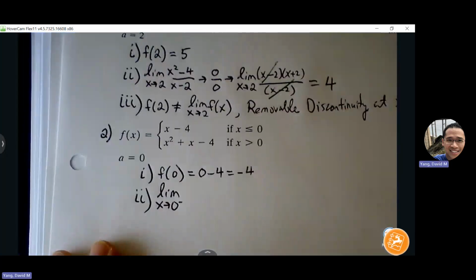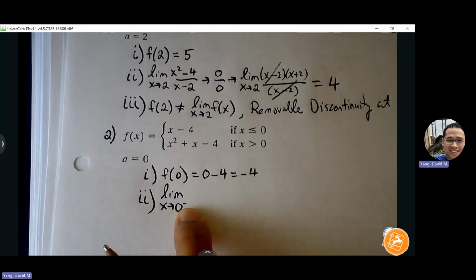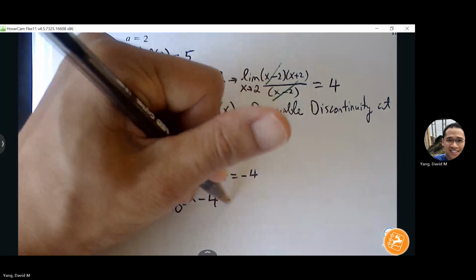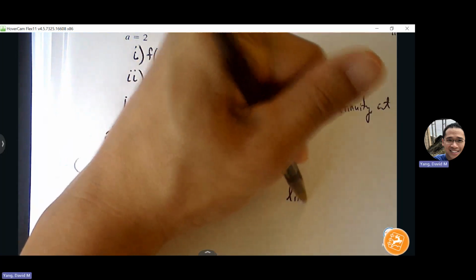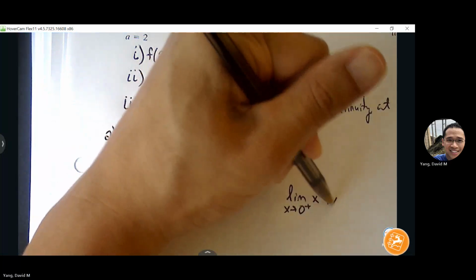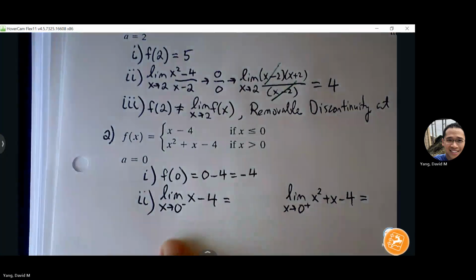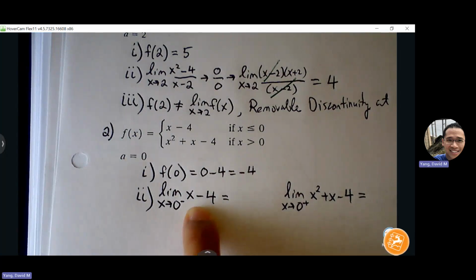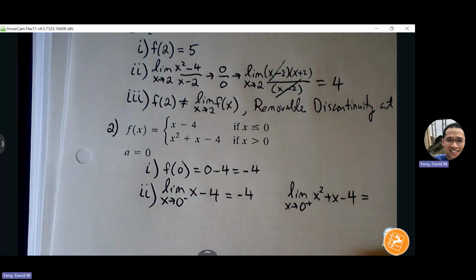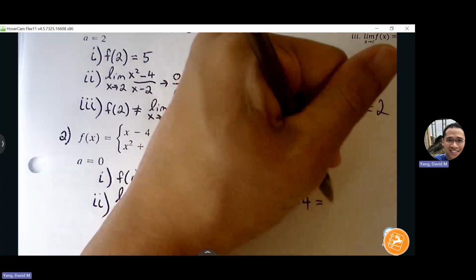So the notation that we use is 0 minus, because we're coming from the left side of 0, and that is going to correspond with the x minus 4. And then separately, we have to do this 0 from the right. So we evaluate 0 in for x. What do we get? Negative 4. 0 in for x, we get negative 4.